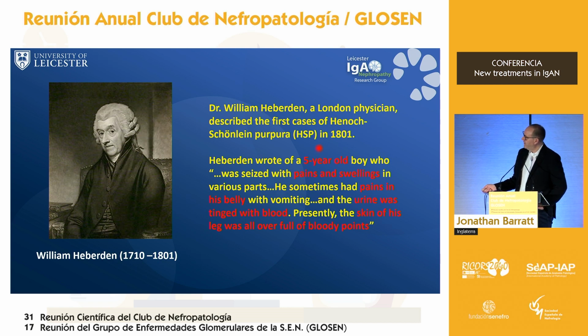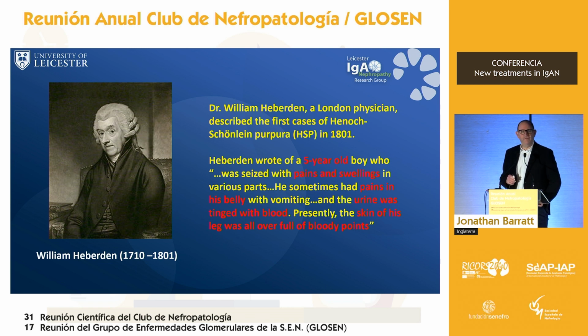A young boy, pains and swellings, presumably reflecting in the joints. He had pains in his belly, his urine was tinged with blood, and the skin of his legs was covered with bloody points. That's a very descriptive explanation of what he was seeing in terms of IgA vasculitis. He didn't know what it was, but that is the earliest description by a clinician.